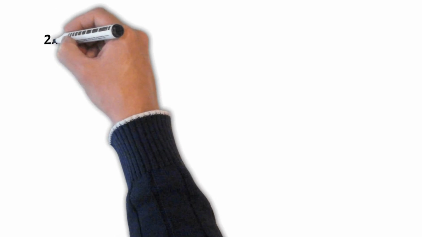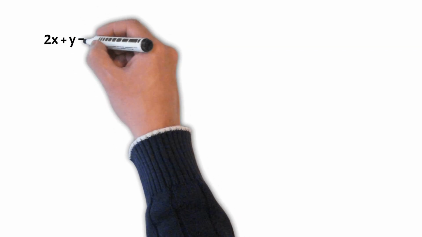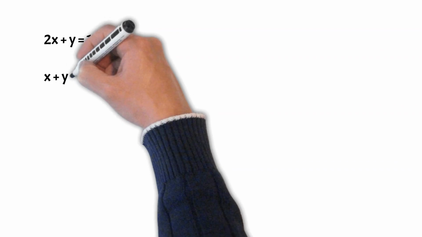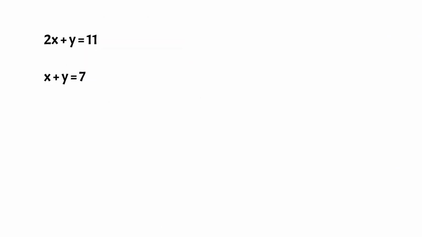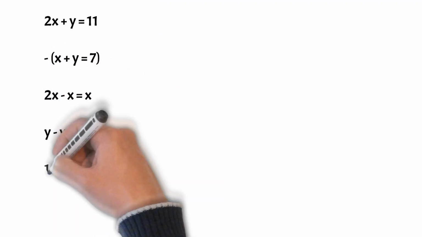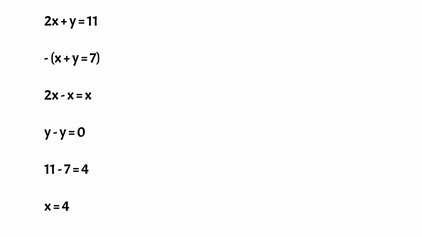Let's try another example. Suppose we have 2x plus y equals 11, and x plus y equals 7. Again, notice that both equations contain positive y. This time, instead of adding the equations, we can subtract one equation from the other. Subtract the second equation from the first. The y terms cancel. 2x minus x gives x, and 11 minus 7 gives 4.